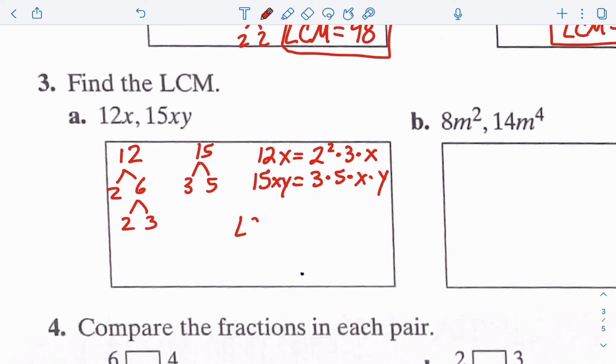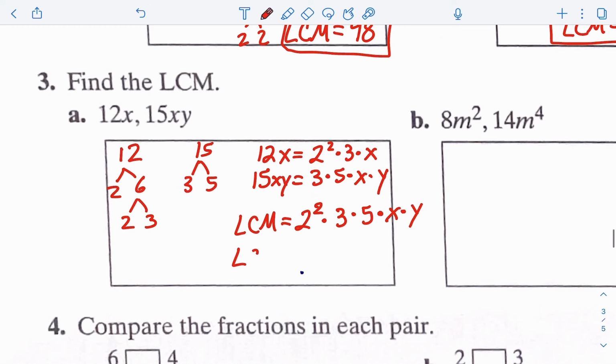So my LCM for this one is going to be 2 to the second times 3 times 5 times x times y. Because again, you still have to represent each of the types of numbers. So we have 2s, 3s, and 5s represented. And then we needed x's and y's, but none of them had an exponent, so we're going to have just a plain x and y. When you do that math, you have 2 times 2 times 3 times 5, and then times x times y, so you should end up with 60xy.